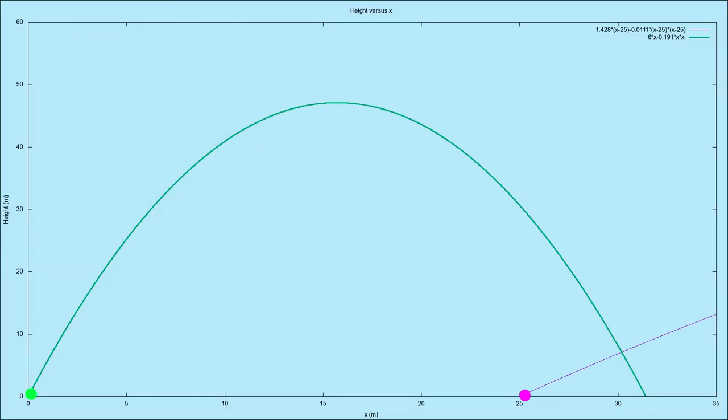Here is a sample plot of y versus x for the two objects. The green line is object number 1. The purple line is object number 2. The x component of velocity for object number 1 has to be great enough to catch up with object number 2. They're both launched at the same instant, and they meet at this point.